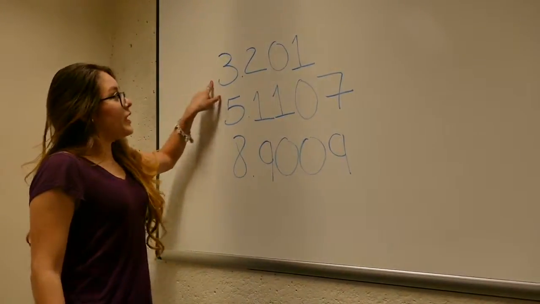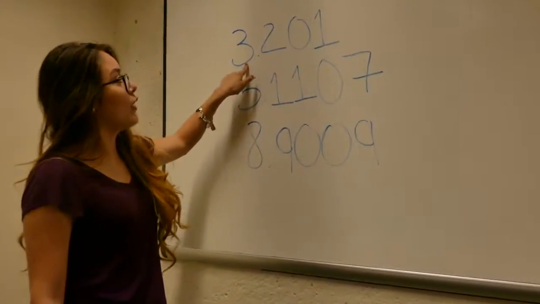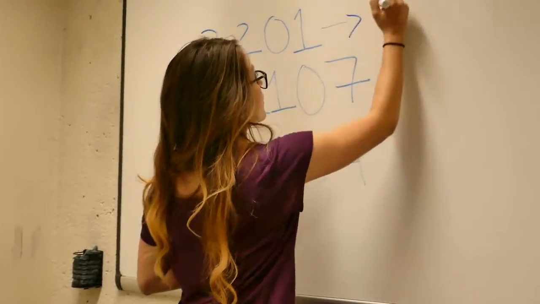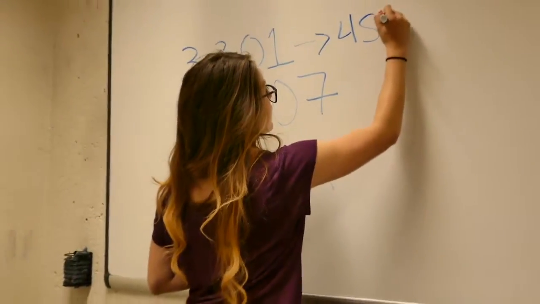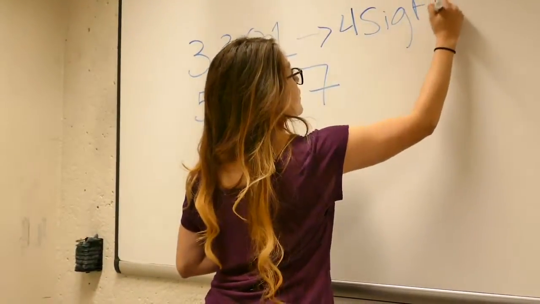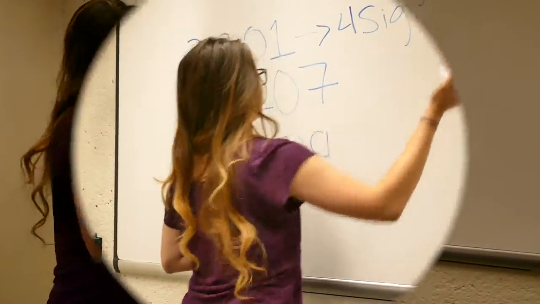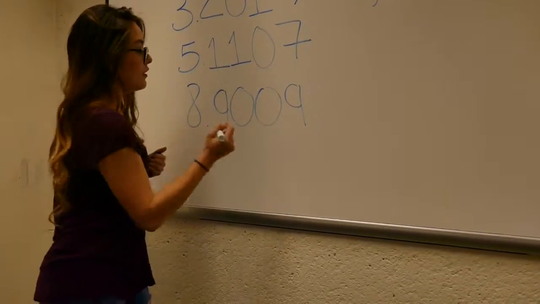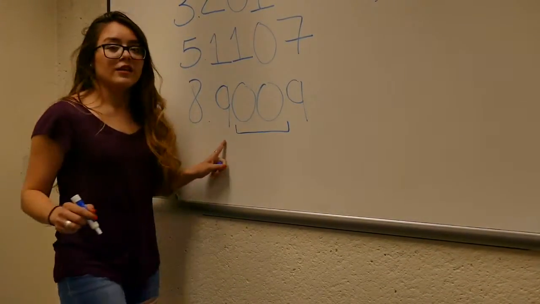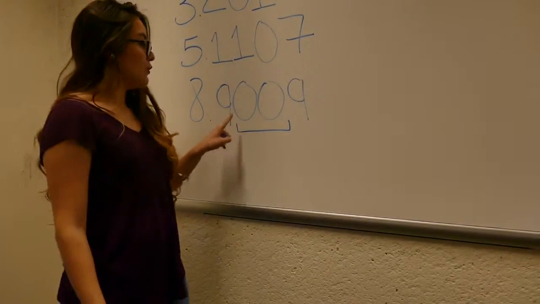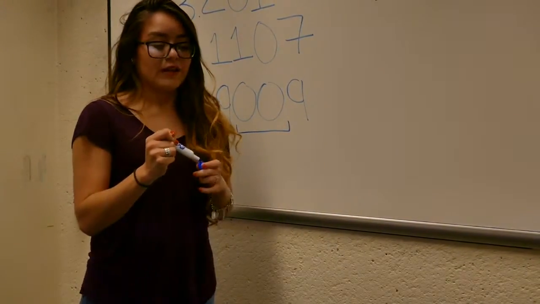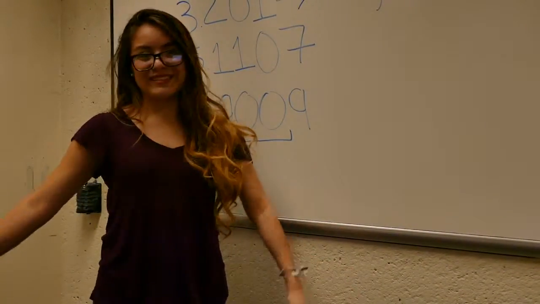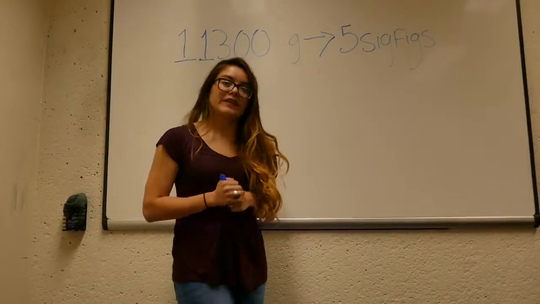So for say 3.201, we would have 1, 2, 3, 4 significant figures. Okay, so then we look at 8.9009. Notice how there's 2 zeros in between the 2 nines. You'll have 1, 2, 3, 4, 5 significant figures, and once again, the zeros are significant because they are between 2 non-zero numbers. All digits will be significant except for the non-zero.